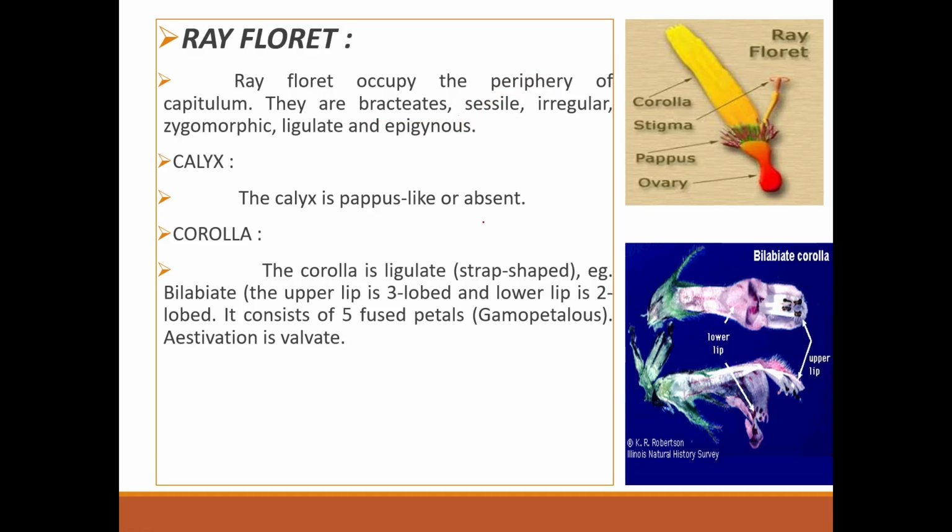The calyx is also the same, pappus-like, or sometimes may be absent in the case of a ray floret. The corolla is here. You can see the corolla is ligulate. That's why this flower is also called the ligulate flower, or they may be bilabiate, that is made up of 3 upper lobes and 2 lower lobes, and it may consist of 5 fused petals, and the aestivation is valvate. So you can see this is the bilabiate corolla.